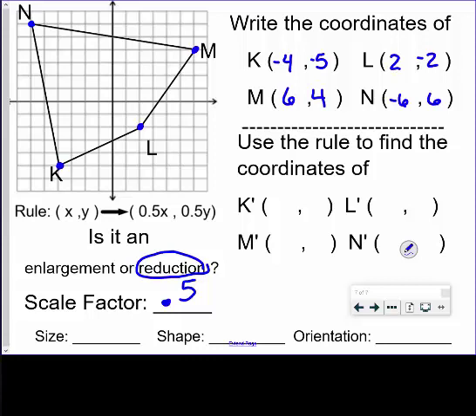Alright, so use your scale factor and find each new coordinate. K prime will have a decimal, and that's okay. You have to look at that on numbered graphs.